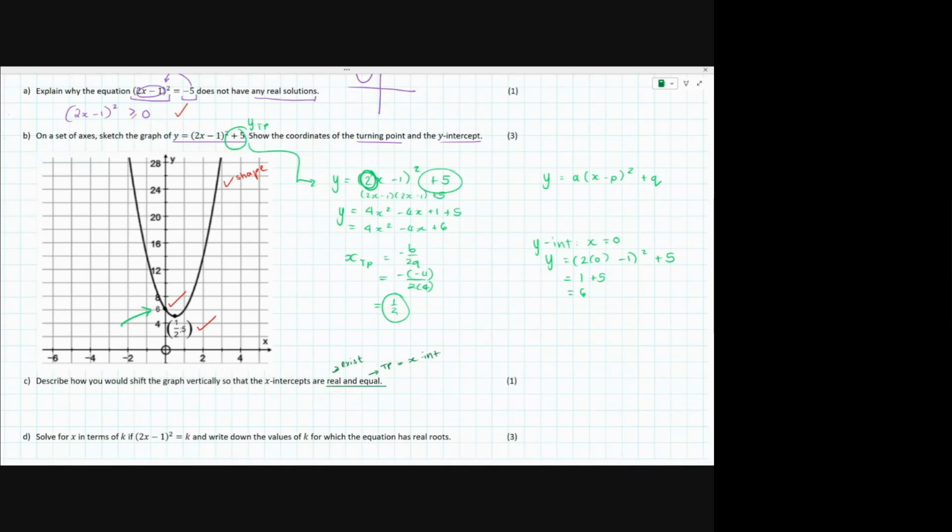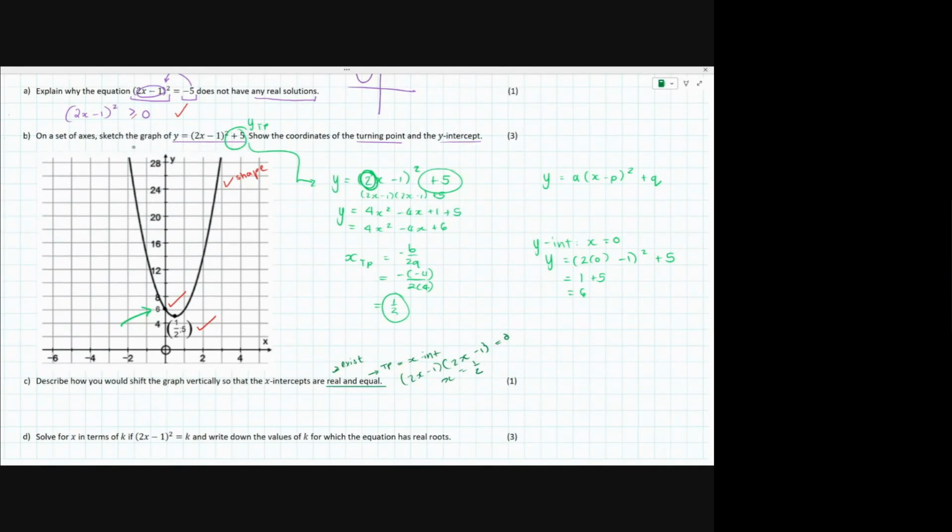I'll do a quick summary on the side now of the different types of roots that we have. But real, they exist. We do have an x-intercept. And equal means that your turning point is your x-intercept. Essentially, what this would mean is that when you solve for your x-intercept, you end up with two of the same brackets. So we would have 2x minus 1, 2x minus 1 equals 0. And because those brackets are identical, your solution is identical. So you still have two solutions, they just happen to be identical.